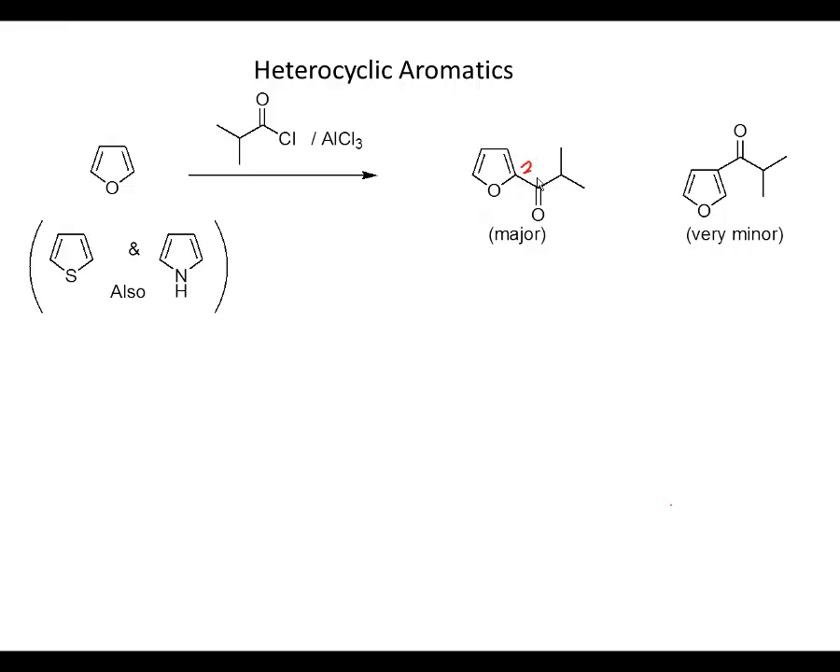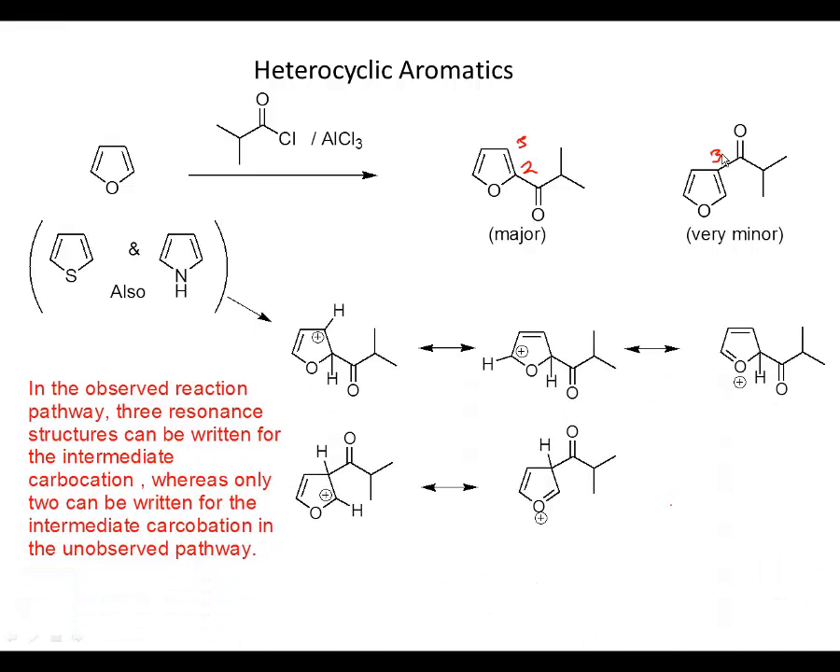You see the product from attack next to the heteroatom. This is actually called the 2 position, and this is the 3 position here. This is the 3 isomer. So you see the 2 substituted furan derivative and not the 3 substituted furan derivative. And why is this? Well, both of them look pretty good resonance-wise.